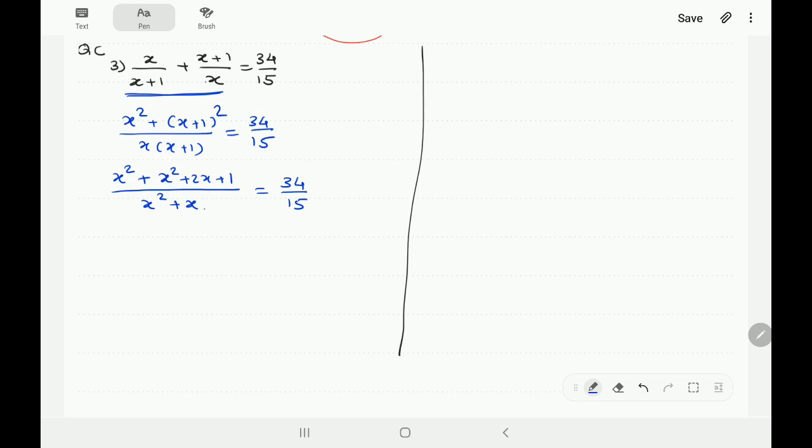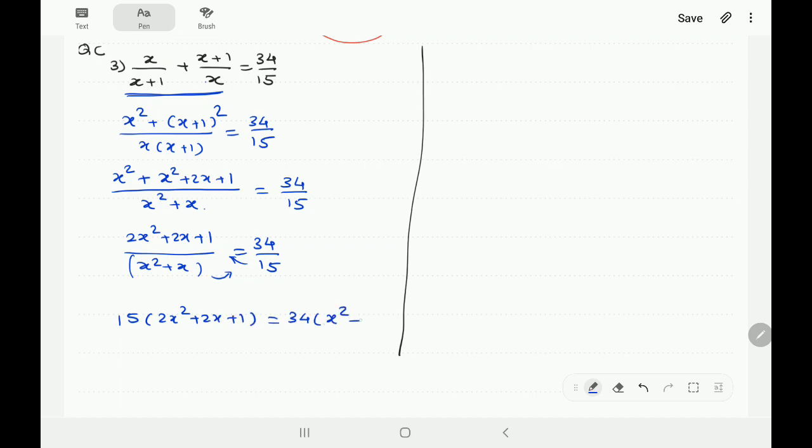So many things are there. So let me simplify it fast. 2x square plus 2x plus 1 upon x square plus x is equal to 34 upon 15. Let's shift this 15 this side and this complete term that side, so that there will be nothing in the denominator. So it is going to be 15 into bracket 2x square plus 2x plus 1 is equal to 34 into bracket x square plus x.